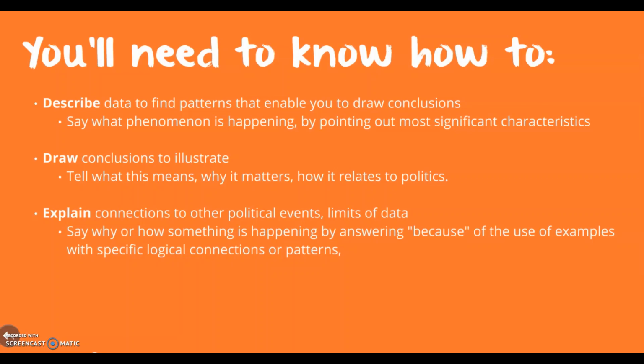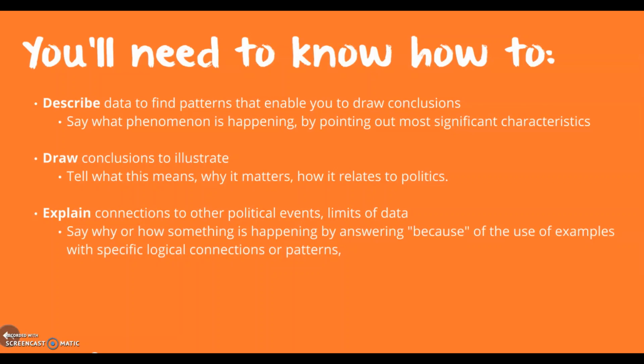So what we do have to do with this is kind of three basic ideas. The first thing is describing data to find patterns that help you draw conclusions. So this means that we have to find a phenomenon and point it out with its most significant characteristics, usually using some kind of numerical data to help us. We're going to look at this in a minute. I'm going to give you a real world example.